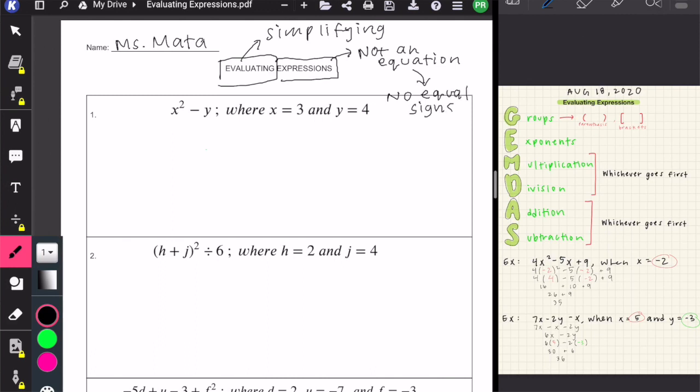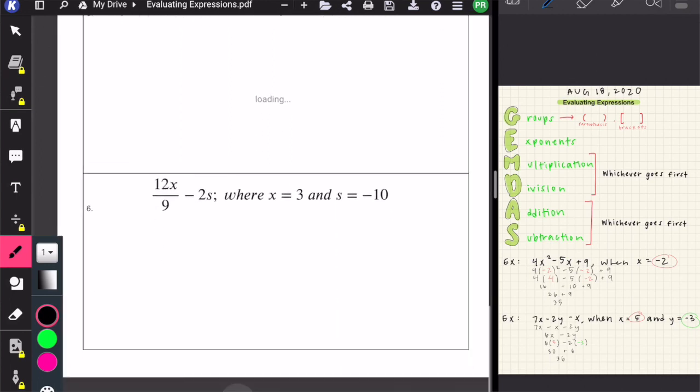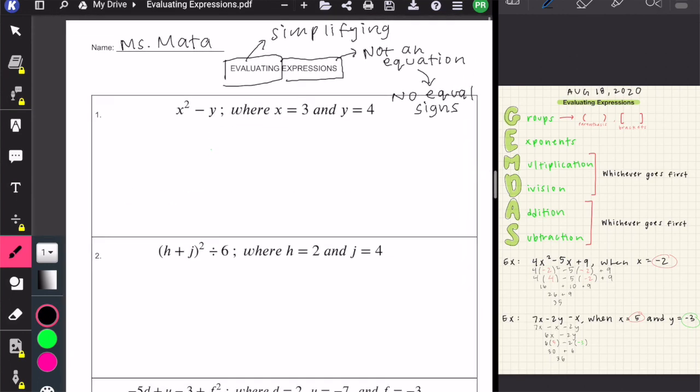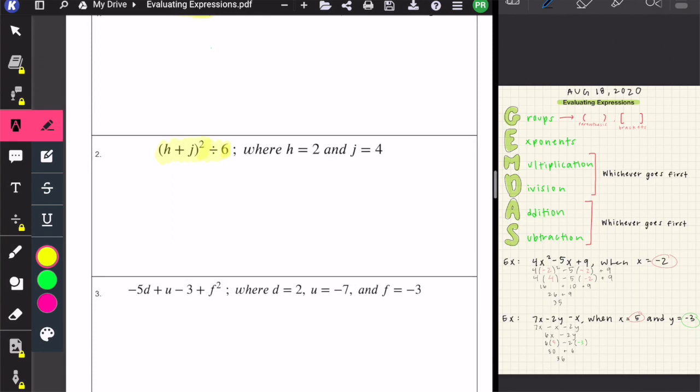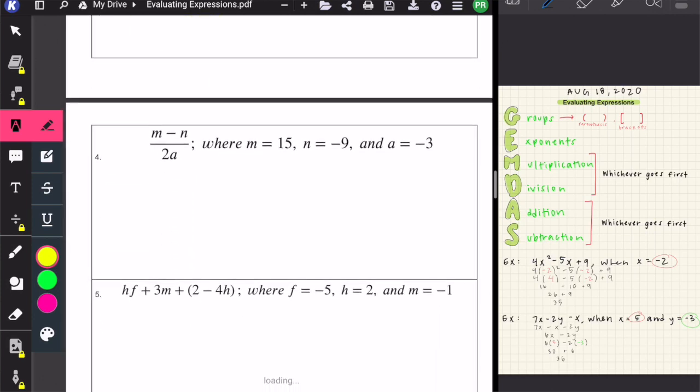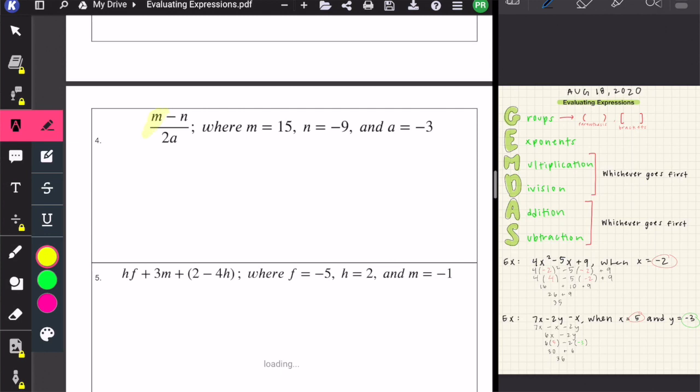So if we look at all of our math questions, I'm going to highlight all the expressions, okay? For example, right here, x squared take away y, no equal sign, that's our expression. We have h plus j squared divided by 6, an expression. Number 3, our expression is negative 5d plus u minus 3 plus f squared. Right here, we have m minus n all over 2a.